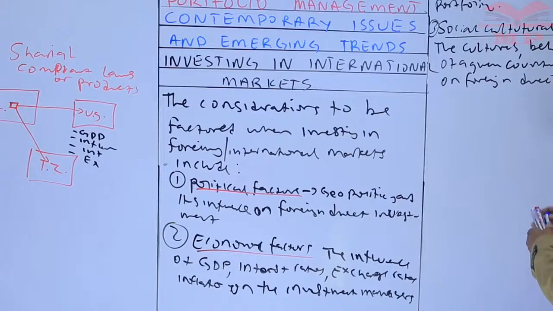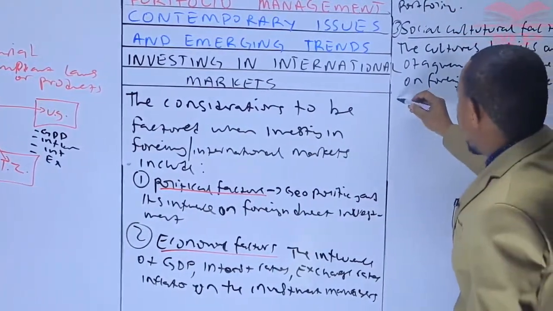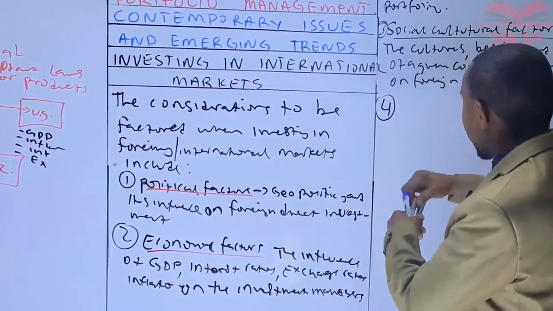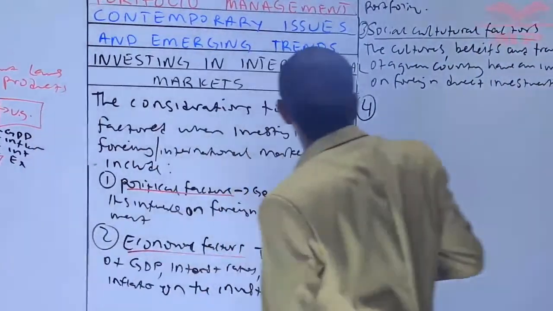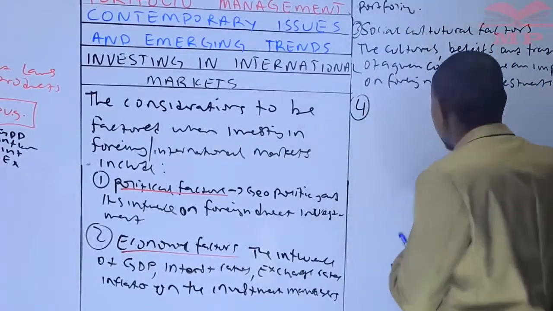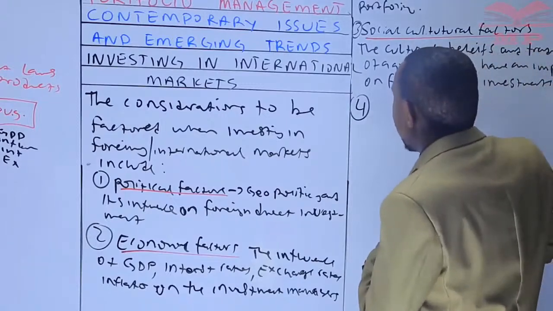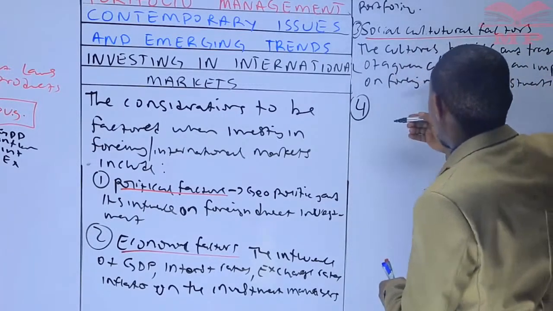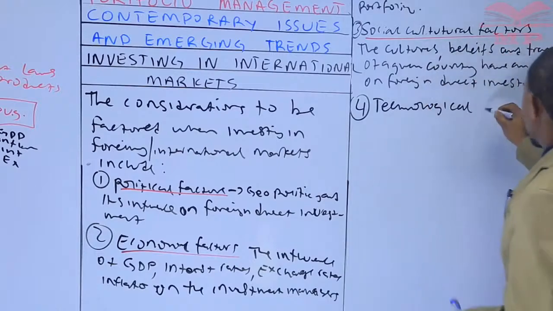So moving on, I'm just being very brief. Number 4, and for consistency, I was supposed to underline this using red. Forgive me for that. Socio-cultural factors. And number 4, we're talking about technological factors.